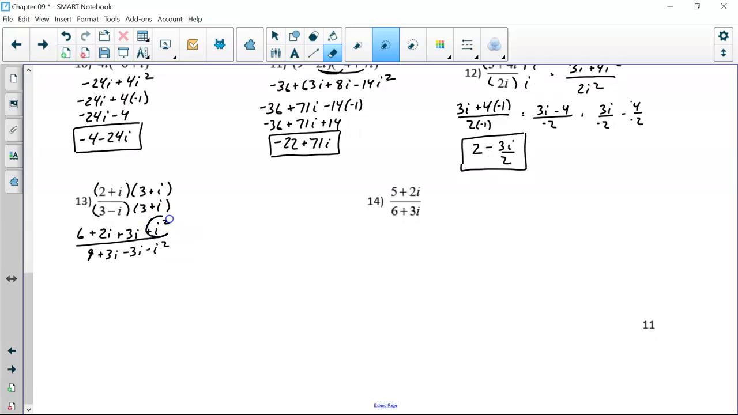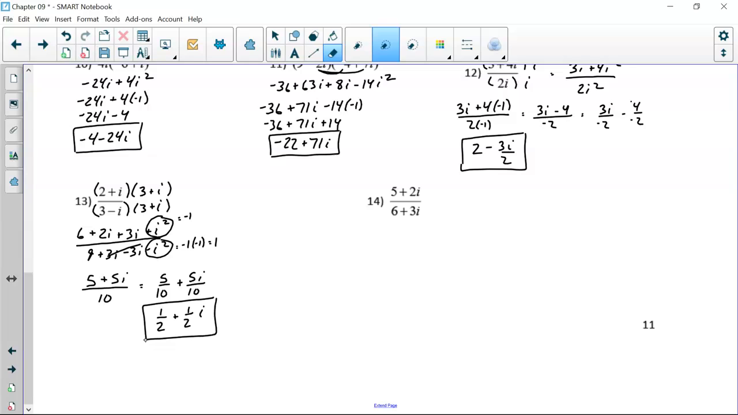Now keep in mind that i squared is negative 1. This negative i squared is negative 1 times negative 1, which is 1. So we combine, we get 6 plus negative 1 is 5, plus 5i over. Now in the denominator, the 3i's cancel. We're left with 9, and it's plus 1, which is 10. And now we split them up. 5 over 10 plus 5i over 10. So what we get is 1/2 plus 1/2 i. And that is our simplified answer.